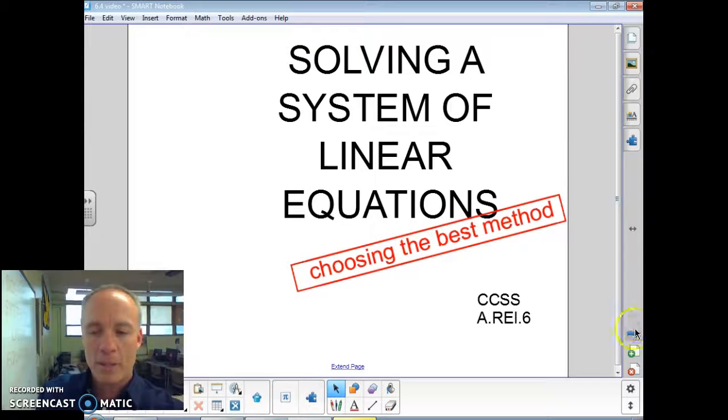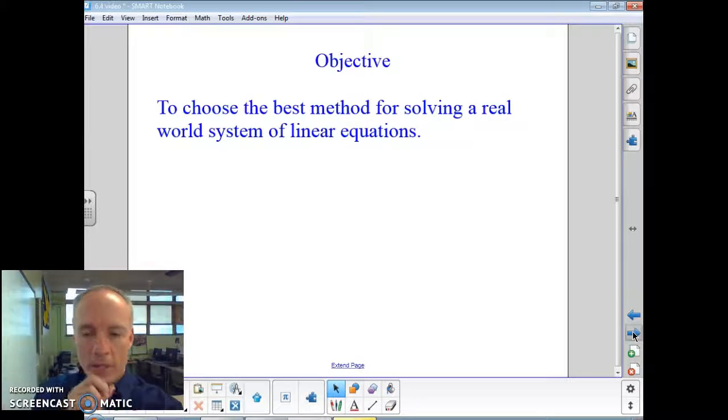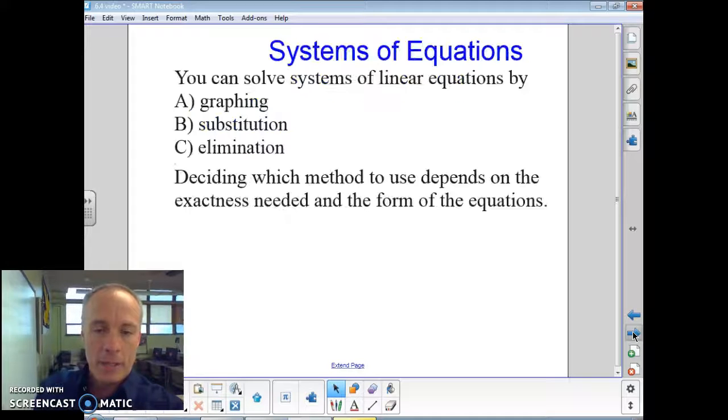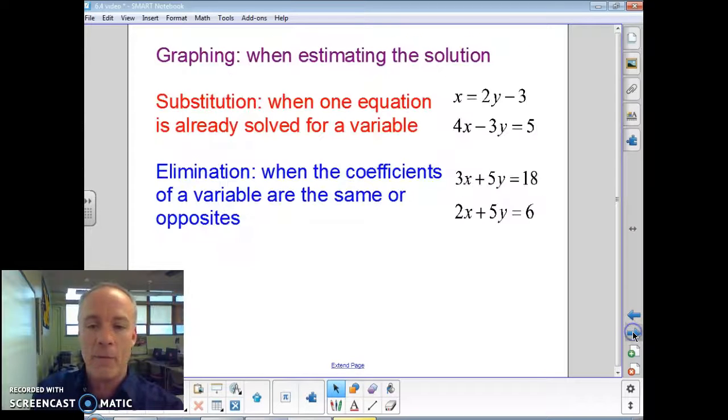Today we're going to talk about choosing the best method to solve linear equations. That's our objective. So to solve a system of equations, you've got three different methods: graphing, substitution, and elimination. Deciding which method to use depends on the exactness needed and the form of the equation.